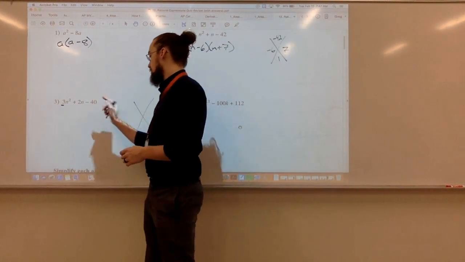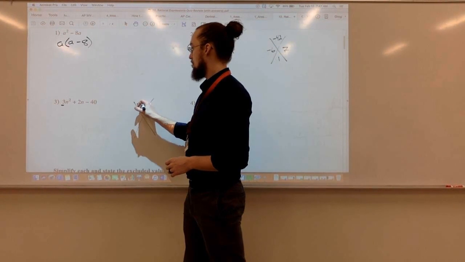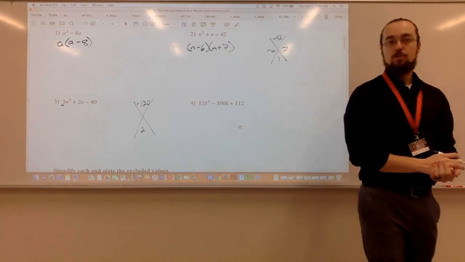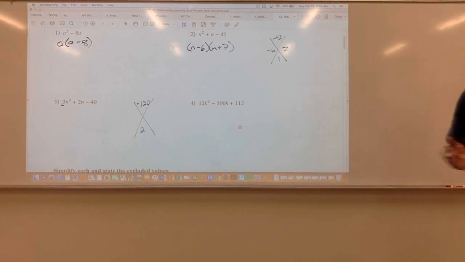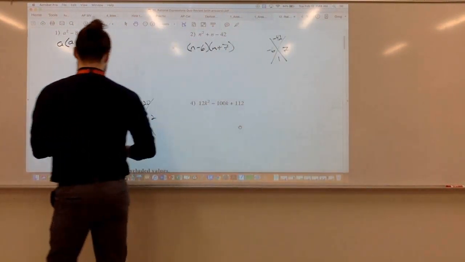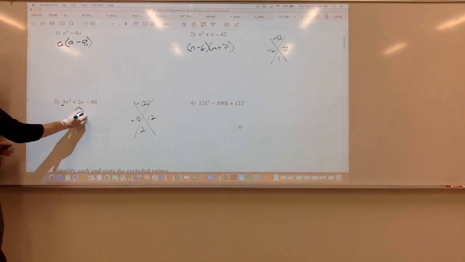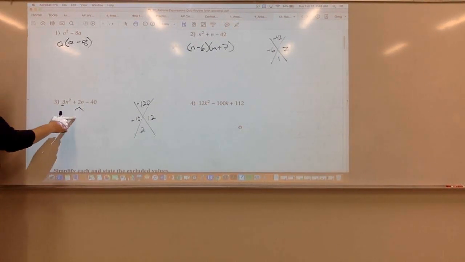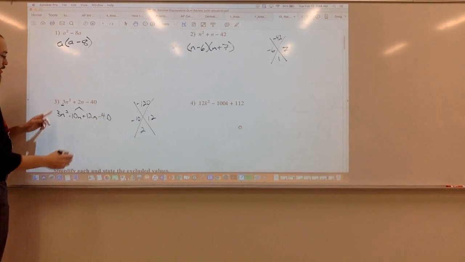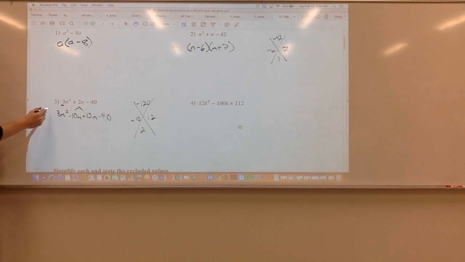So 3 times negative 40 is negative 120, and then my B is 2. So 2 numbers, negative 10 and positive 12. So here, what I do with those numbers is factor by grouping. I'm going to split this 2n up into negative 10n plus 12n. Okay, so the 3n squared and the negative 40 stay the same. Then I just group the first 2, group the second 2, and look for a GCF.